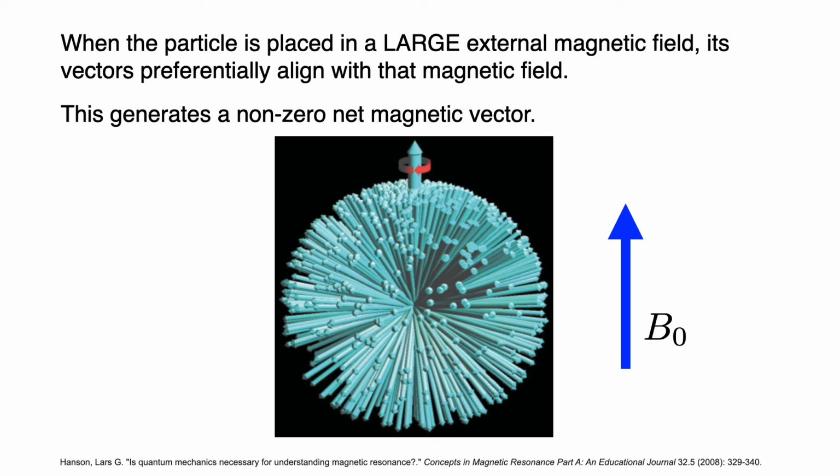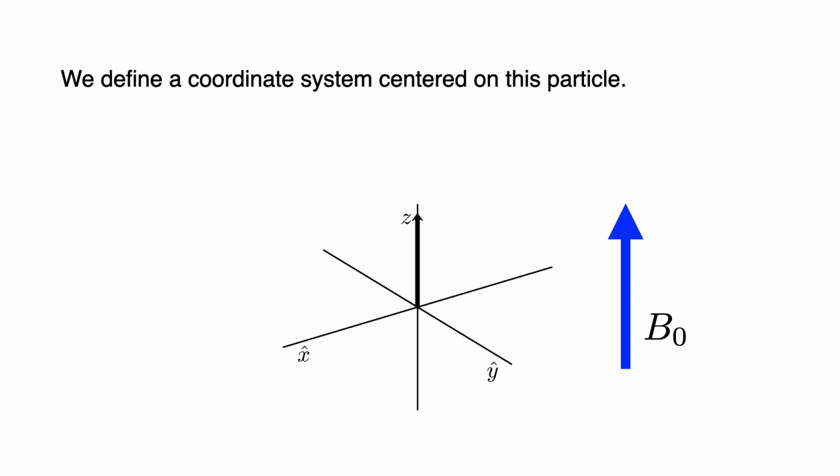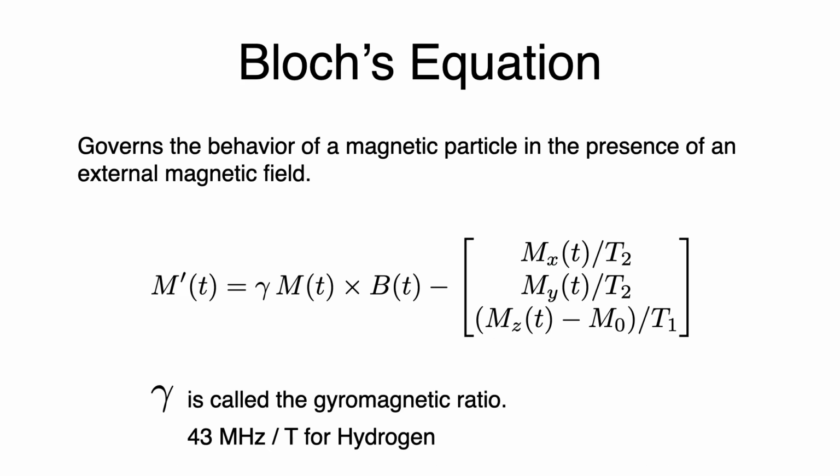That is, each of our little electromagnets preferentially align with the external magnetic field, and then they all build up slightly in one direction. And this is the magnet that we're going to see with MRI. As you imagine, the more of these atoms you have in a location, the larger this vector will be. We define a coordinate system centered on this particle. And then we come to Bloch's equation.